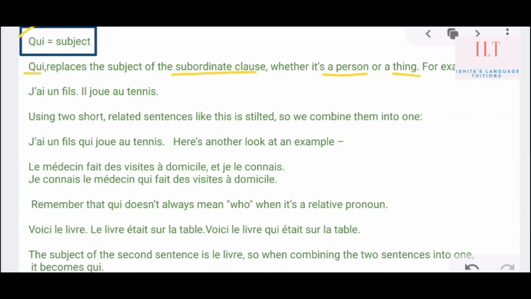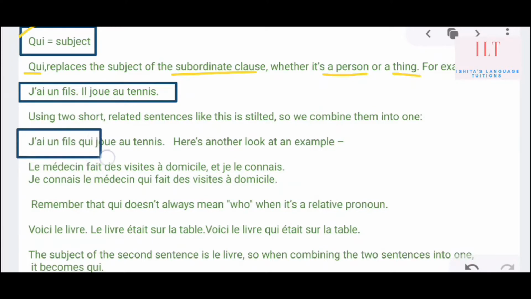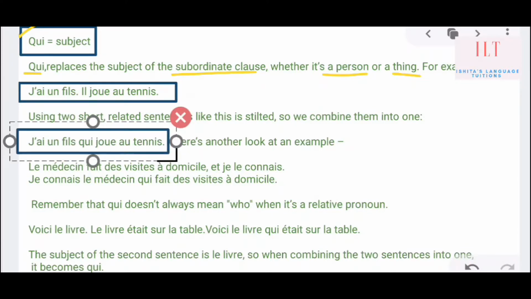So let's take an example quickly. J'ai un fils, il joue au tennis. So I have a son, he plays tennis. So instead of these two sentences, we can combine them into one. Instead of using j'ai un fils, il joue au tennis, we could simply say j'ai un fils qui joue au tennis. So instead of repeating il, we used qui.